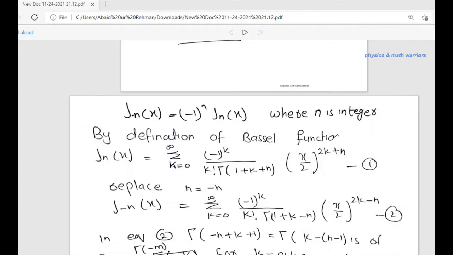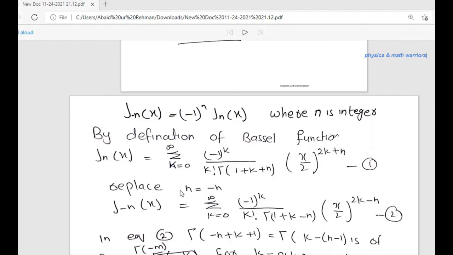In this video, we will prove some properties of the Bessel function. Prove J minus n of x is equal to minus 1 raised to power n J n of x, where n is an integer. By the definition of the Bessel function, J n of x is equal to the summation k equal to 0 to infinity of minus 1 raised to power k over k factorial gamma of 1 plus k plus n, times x by 2 raised to power 2k plus n.